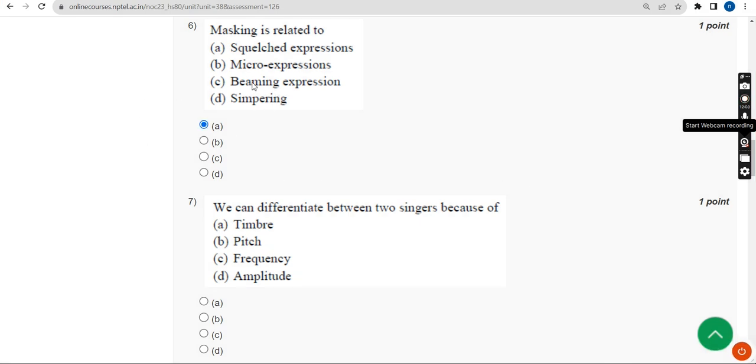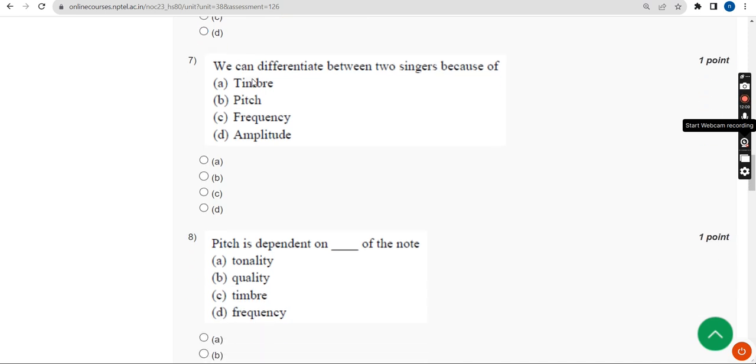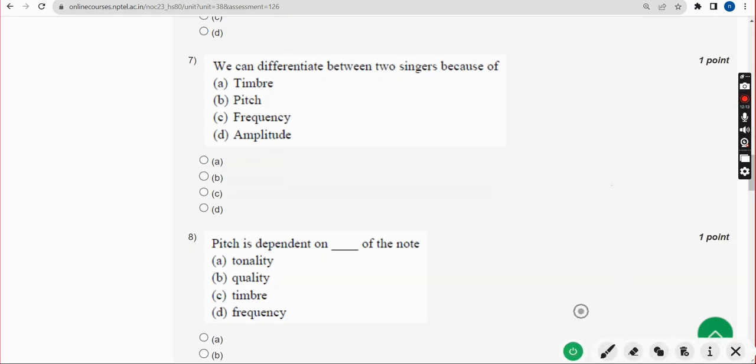Now let's get back to the seventh question. Here, we can differentiate between two singers because of what? As per my knowledge, after viewing the lecture video, I have found the probable solution as option A, timbre.